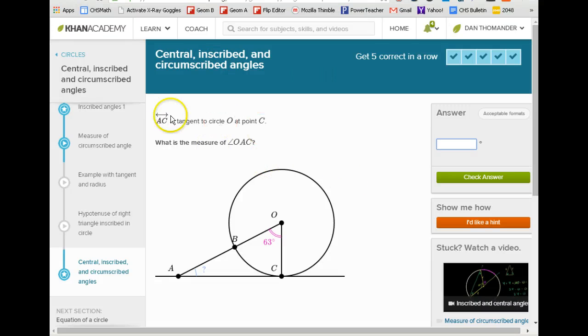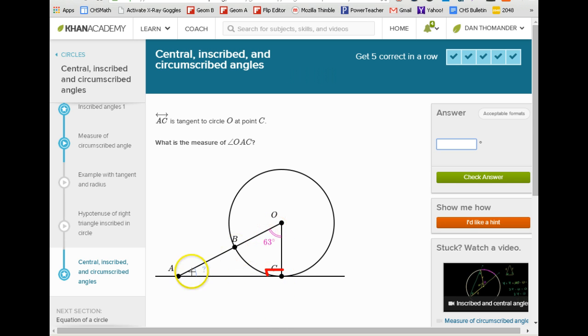Okay, so now we have some problems that you're going to find in Khan Academy under central, inscribed, and circumscribed angles. What we're given here is that line AC is tangent to this circle O at point C. What does that tell us?